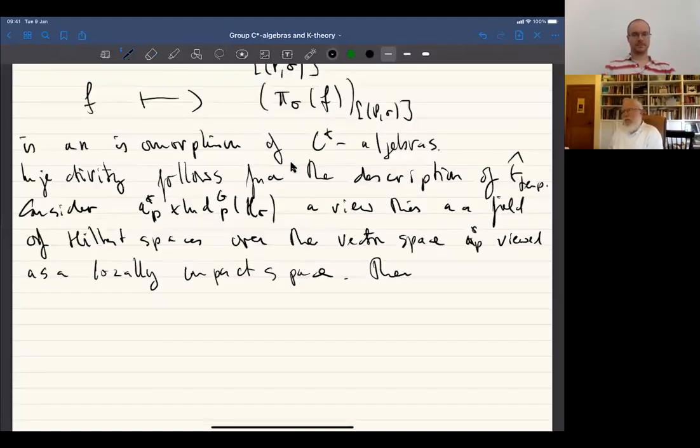Then W sigma acts on this field via alpha W.